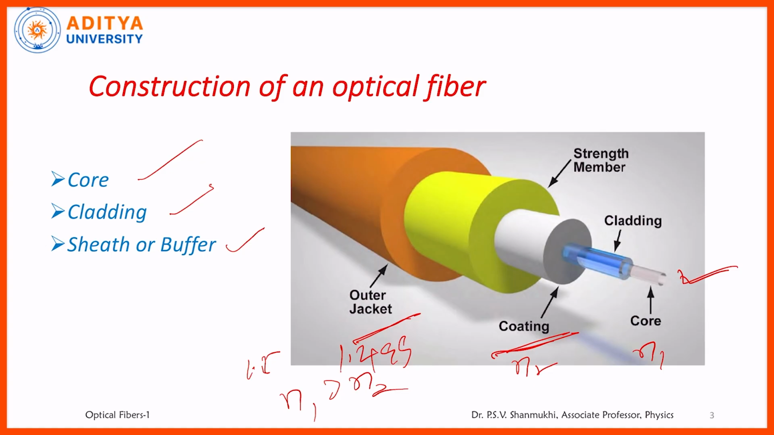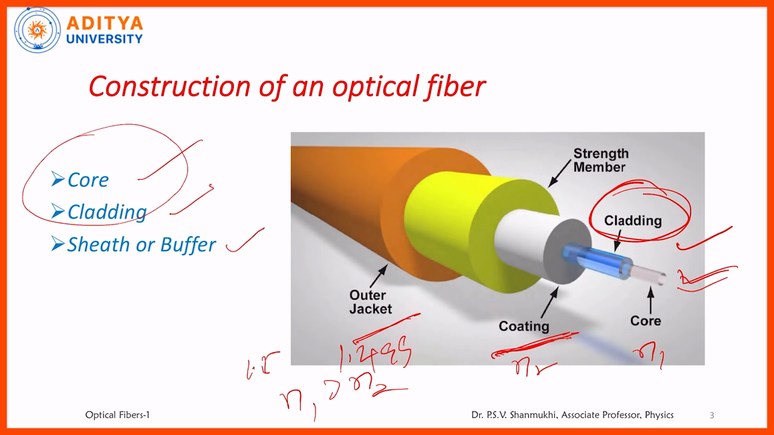Once again, every optical fiber essentially contains three major parts: core, cladding, and sheath or buffer. That sheath or buffer provides only mechanical strength to the cable, whereas core and cladding are made up of either glass or plastic. Here, the inner cylinder is called core. It is surrounded by another coaxial cylinder called cladding. This is the cladding material, and the remaining part gives only the mechanical strength to the cable.